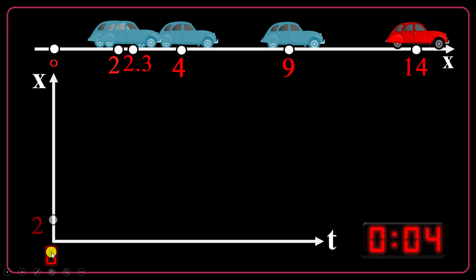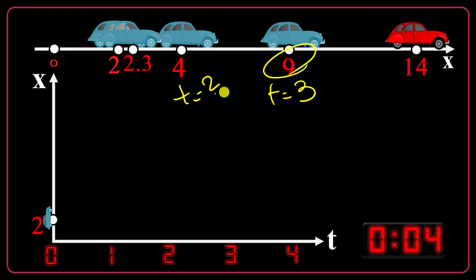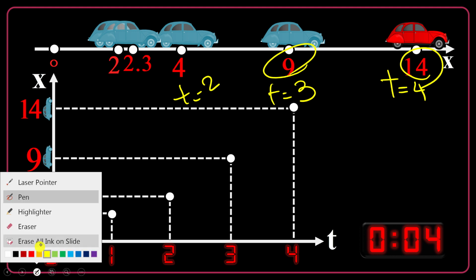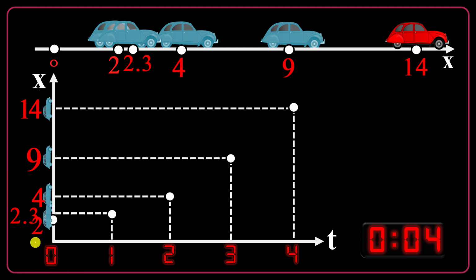At t equals 0, x is 2. At t equals 1, x is 2.3. At t equals 2, x equals 4. At t equals 3, x is 9. And at t equals 4, x is 14. So I will have these data points. You see that I cannot connect these points with a line, and if I want to connect them by a smooth graph, normally this smooth graph could be a curve.